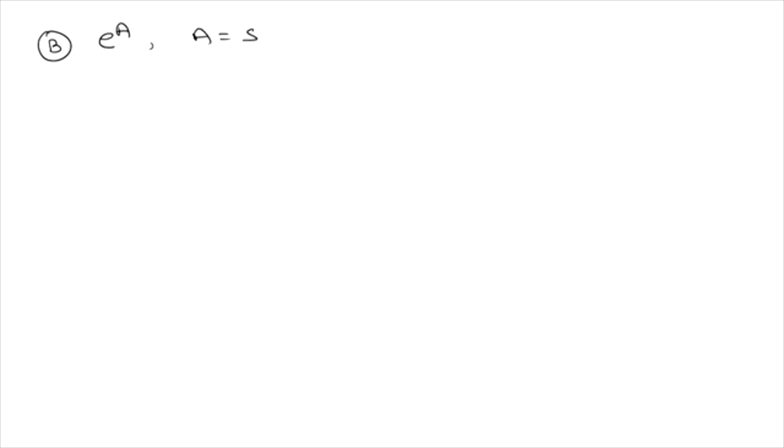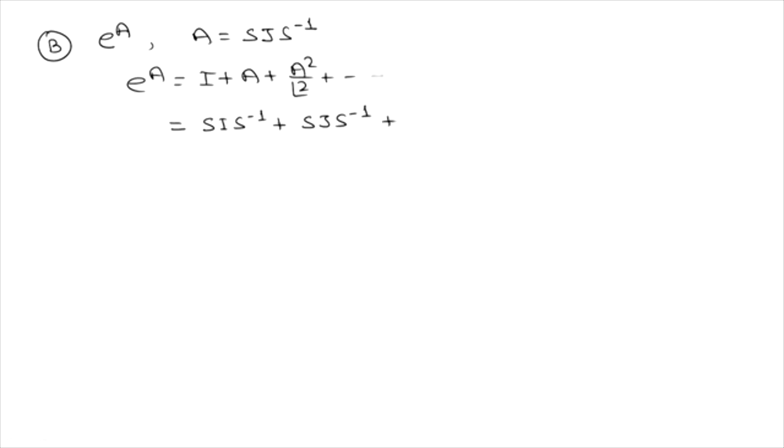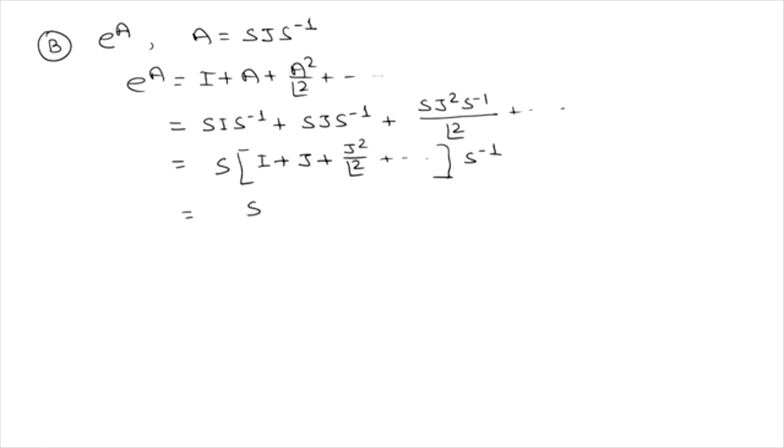A is given as S J S inverse. So again, e raised to power A will become I plus A square upon factorial 2 and so on. So this will become S I into S inverse plus S J into S inverse plus S J square S inverse upon factorial 2 and so on. So this I can write S into (I plus J plus J square upon factorial 2 and so on, infinite series) into S inverse, and this will become S into e raised to power J into S inverse. Now, how to calculate this e raised to power J?